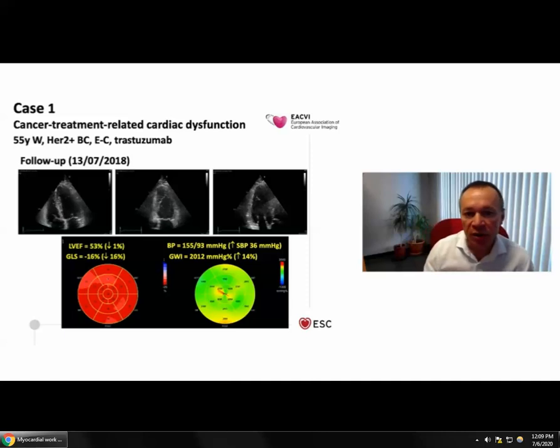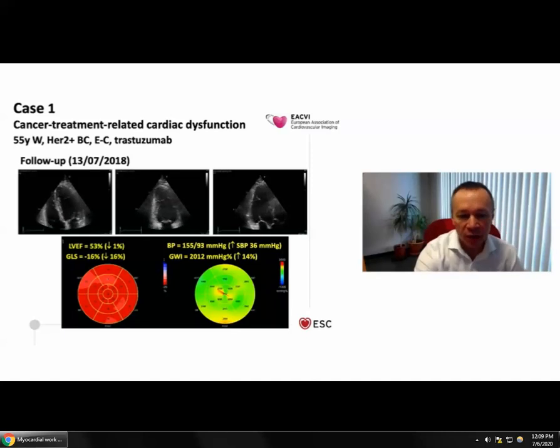This is the situation 6 months later. She had no symptoms. Ejection fraction remains normal, while we observed a significant drop in global longitudinal strain by 16%. In contrast, blood pressure increased between baseline and follow-up, as did global work index.